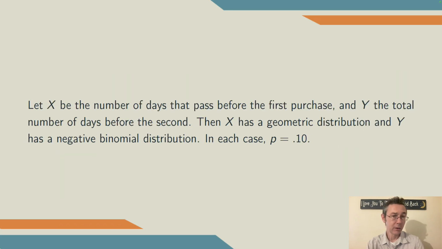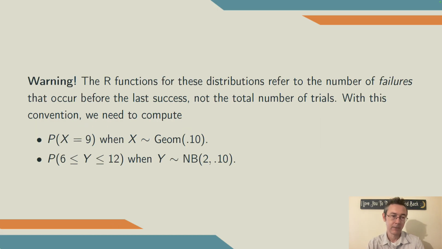Let x be the number of days that passed before the first purchase, and y be the total number of days before the second. X has a geometric distribution, and y has a negative binomial. In each case, the parameter p is going to be equal to 0.10 because there's a 10% chance of a sale on any given day.